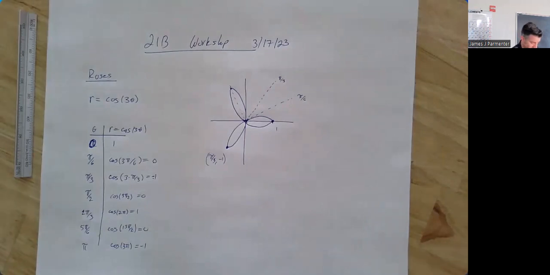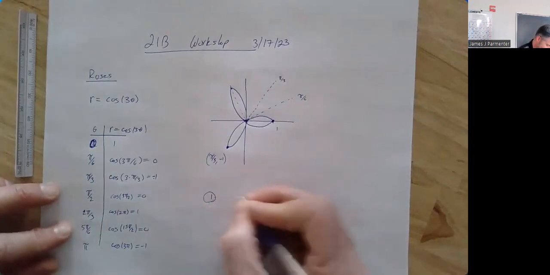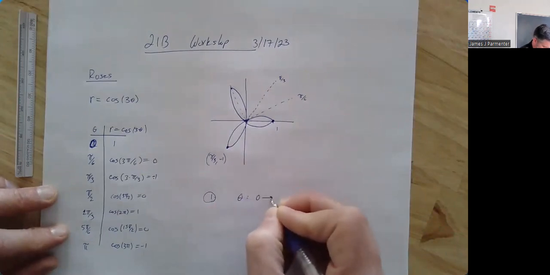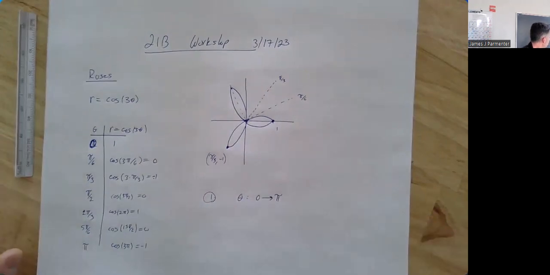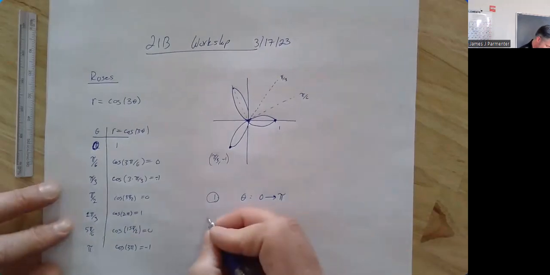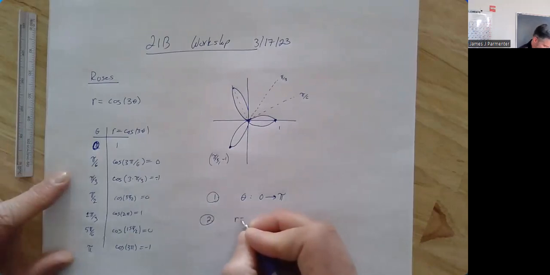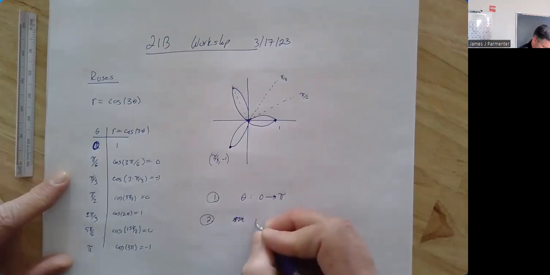Couple things to observe. One, to get this 3-petaled rose, we have to let theta range from 0 to pi. Two, and this might not be very surprising, for r equals cosine 3 theta, the petals are evenly spaced.